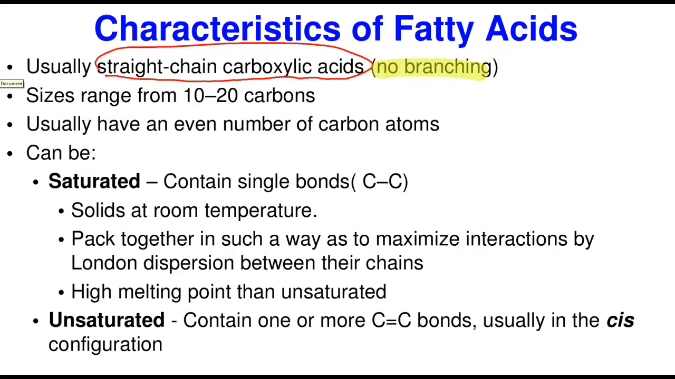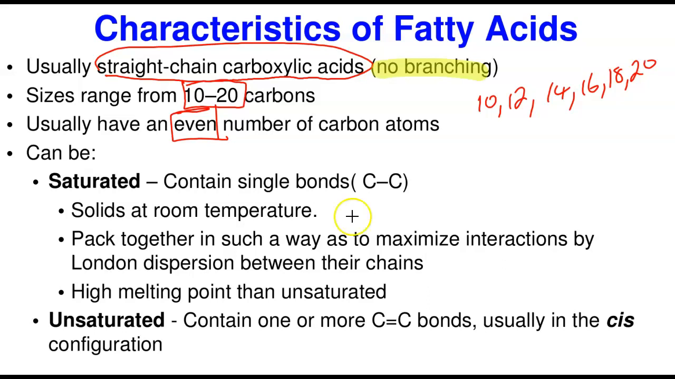Now, their size usually ranges from 10 to 20. There could be other ones that are artificially synthesized that can be more than this, but generally their size ranges from 10 to 20 and usually an even number. So you can have 10, 12, 14, 16, 18, 20. That is usually how the number goes. Now they can either be saturated or unsaturated. Of course, saturated means that all the carbon-to-carbon bonds are single.